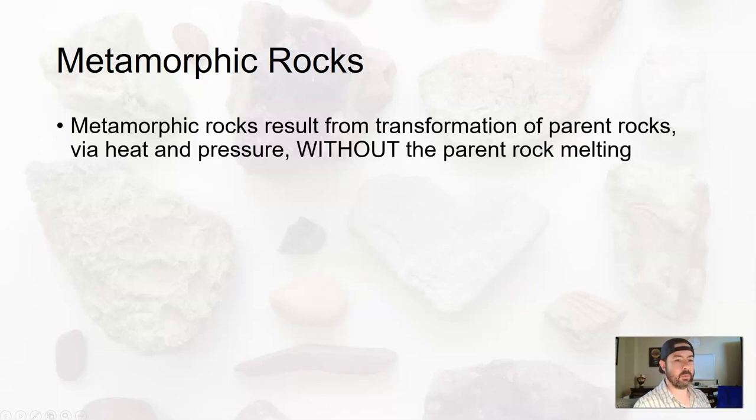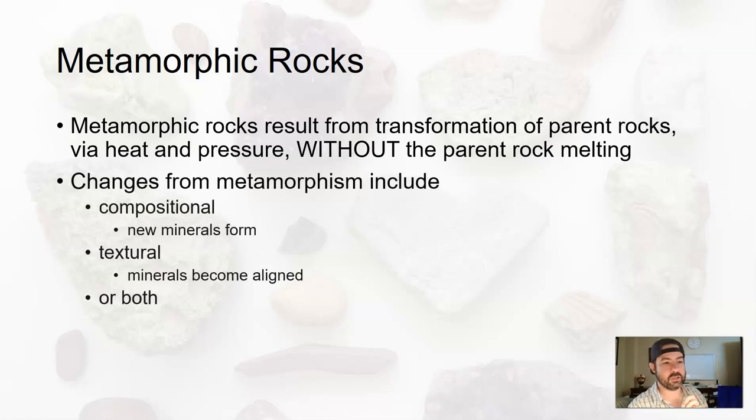So again, metamorphic rocks result when some existing rock, what we call the parent rock, undergoes heat and pressure without melting. If there was too much heat and pressure on the original parent rock, then it would turn to magma or lava, and now we're back in the igneous realm. But we're talking about just enough heat and pressure to change things a little bit.